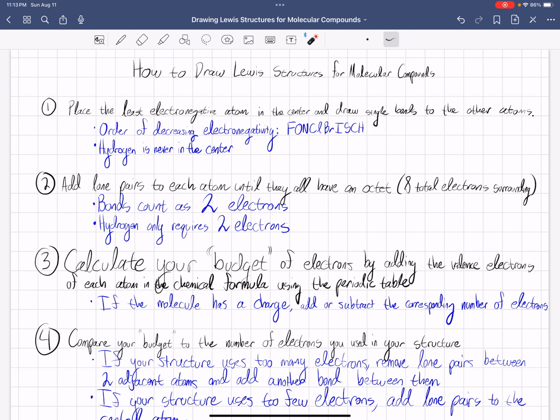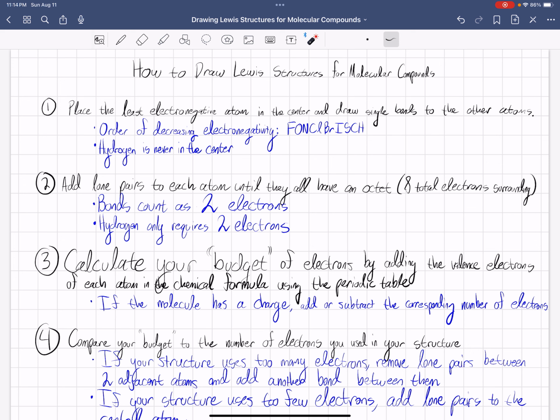And the rest of the elements in the periodic table are even less electronegative than this, but most of your Lewis structures will involve these elements. So you're going to take whichever one is least electronegative and put it in the center, and then just draw single bonds to the other atoms. However, hydrogen, though it is the least electronegative of this list, will never be in the center because it can only have 2 electrons surrounding it.